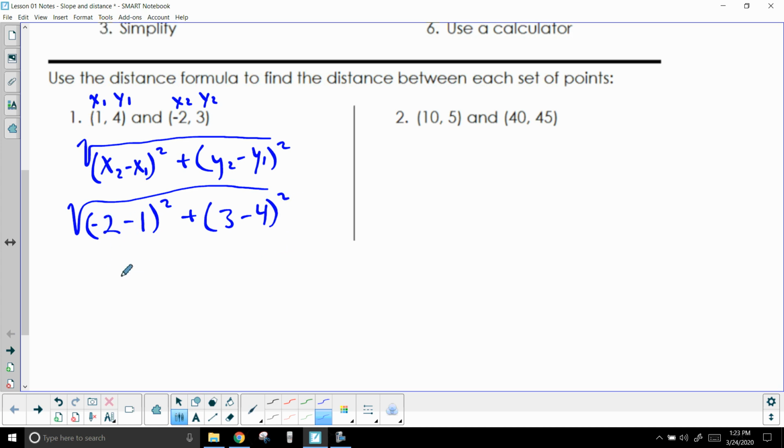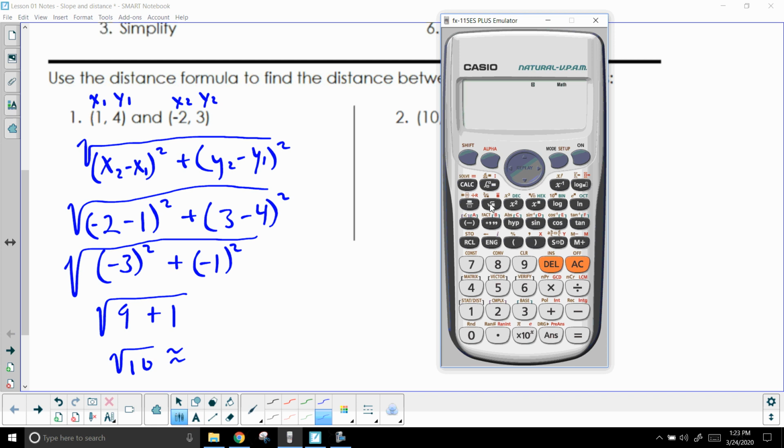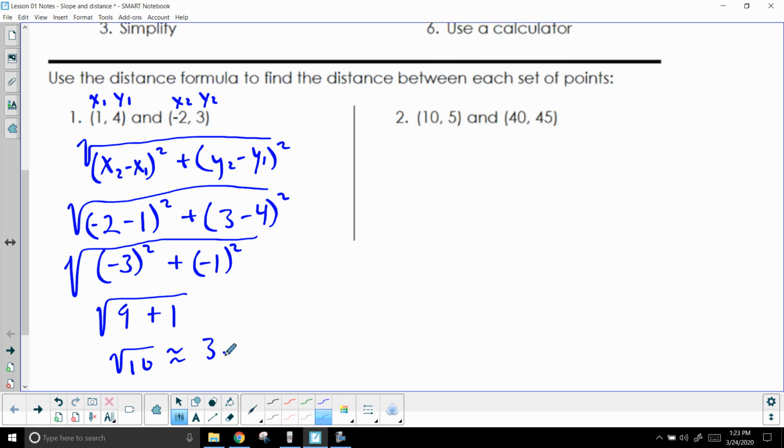Negative 2 minus 1 is negative 3. 3 minus 4 is negative 1. Okay, evaluate the powers. Negative 3 squared is 9. Negative 1 squared is 1. 9 plus 1 is 10. Okay, and if we wanted this as a decimal, you have to use your calculator. So root 10, hit the SD button, and we get 3.16.